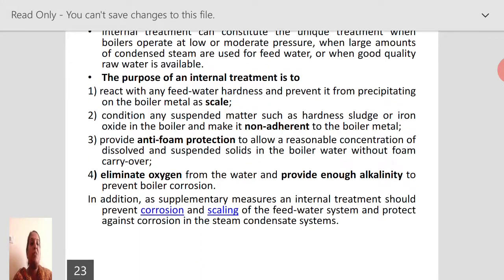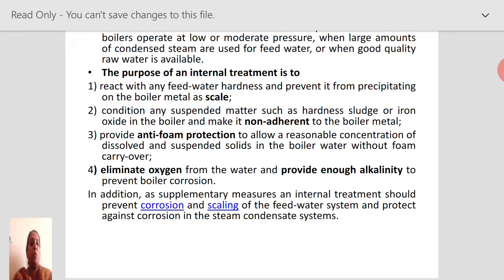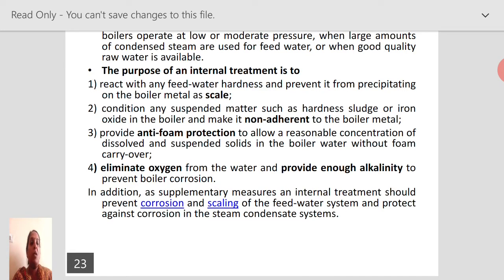Remember, the purpose of the internal treatment is to minimize scale, to make the sludge non-adherent to the boiler metal, to provide anti-foam protection, to eliminate oxygen, and to provide enough alkalinity to prevent boiler corrosion. In addition, supplementary measures and internal treatment should prevent corrosion and scaling of the feed water system and protect against corrosion in the steam condensate systems.